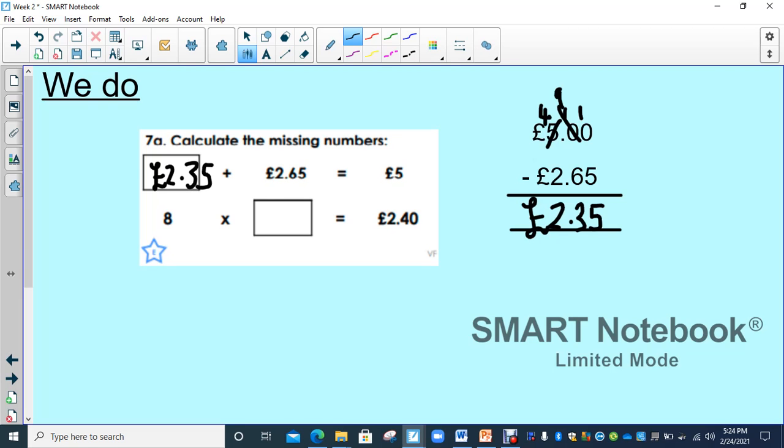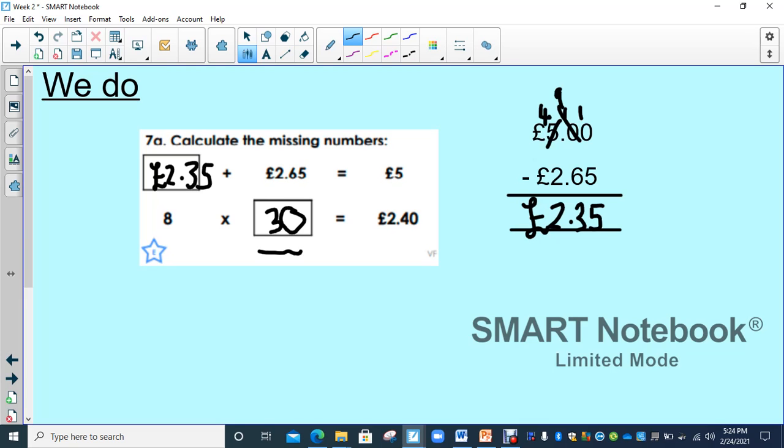Next, 8 times something equals £2.40. Now I need to work out what this is here. I'm going to use the knowledge of my 8 times table to help me, because I know that there are 3 8s in 24. Now how did I work that out? Well, I thought, how many 8s go into 24? I've just ignored this 0 for now. I know that there are 3 8s in 24, but I'm not working with just 24. I'm working with technically 240. So I need to make that 10 times greater.